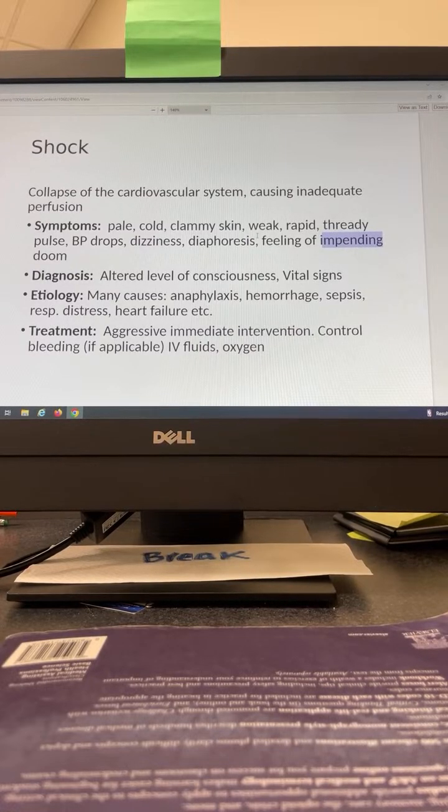Basically, you're going to try and control bleeding if that is one of the causes. So if someone's in hemorrhagic shock, for example, someone's bleeding out from a wound, controlling the bleeding, maybe giving them a blood transfusion to fix that. Oxygen is good for any kind of shock. Giving IV fluids, just to kind of bring their blood pressure up and get that blood flowing again.